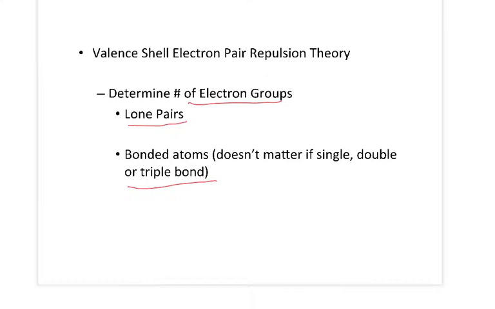And it doesn't matter whether that bond is a single bond, a double bond, or triple bond, it just counts as one bonded atom. And we're not interested in the terminal atoms when we're looking at VSEPR theory. We're interested in how many electron groups there are around just the central atom. All right, and then in the next couple slides, we're going to look at some examples of applying VSEPR theory to determine the shapes of molecules.